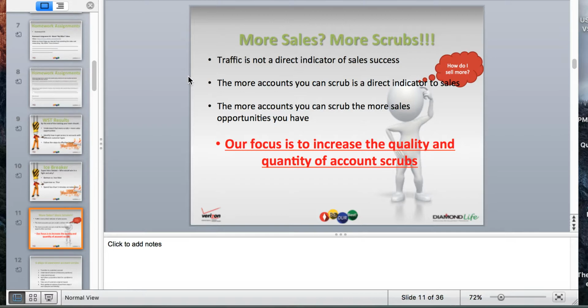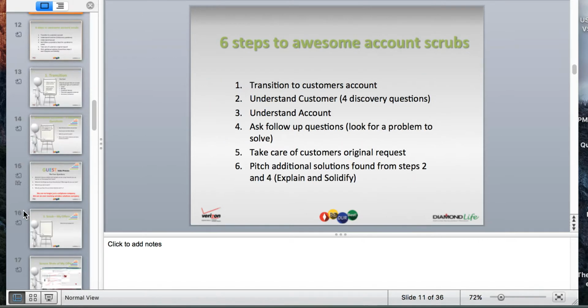So what we really need is to shift our focus from traffic to account scrubs. The more accounts you can scrub is a direct indicator to our sales success. So the more accounts we can scrub, the more opportunities we have. That's what we have to focus on, our sales opportunities. To increase that, we need to be accessing more accounts and do more account scrubs. So that's your first aha moment.